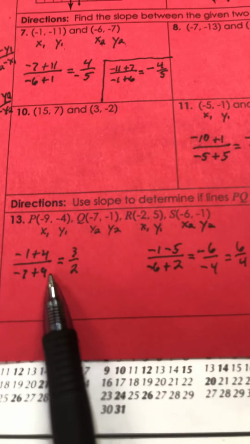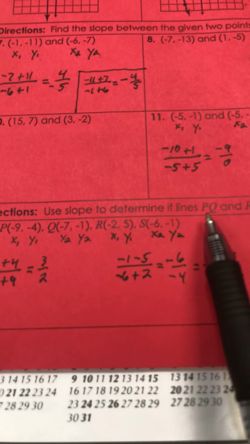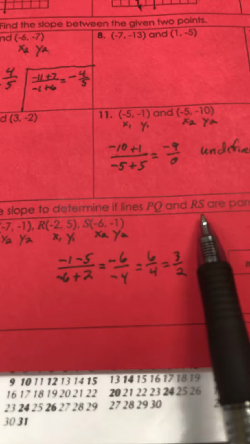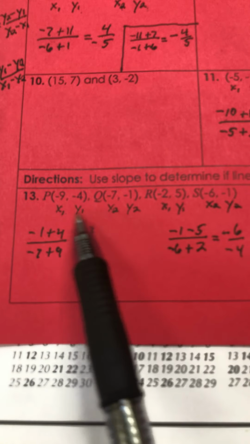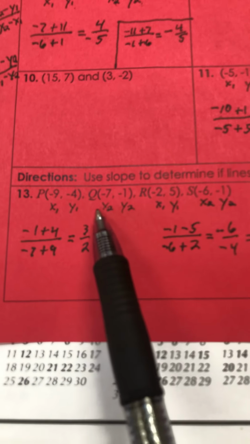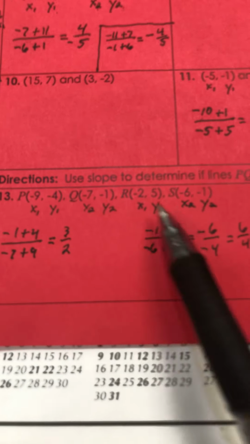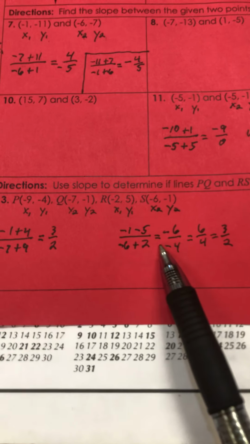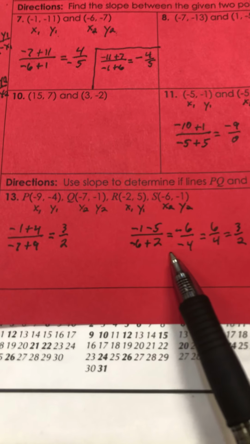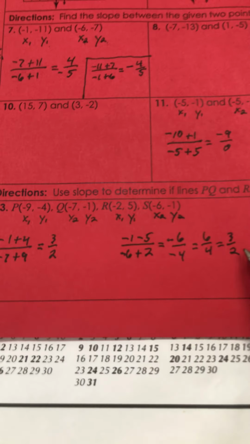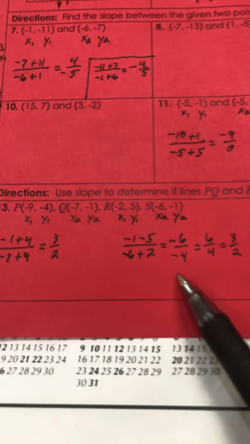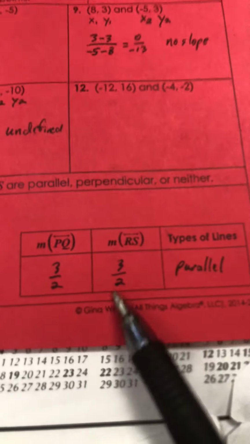Number 13. I have to see if PQ and RS are parallel, perpendicular, or neither when I work out my slope for PQ and my slope for RS. And you could pause this and write these down. I end up getting 3 over 2, 3 over 2. That means they are going to be parallel if they have the same slope.